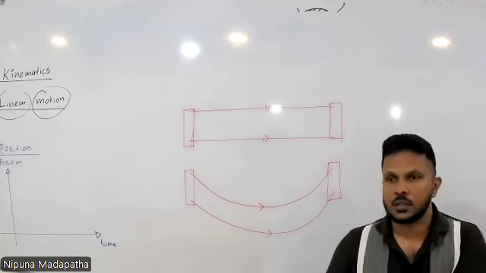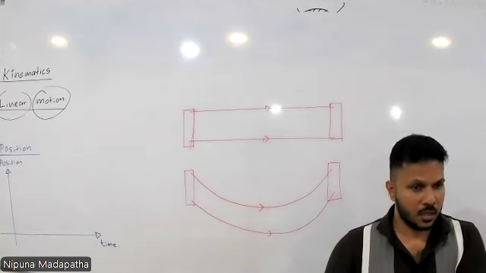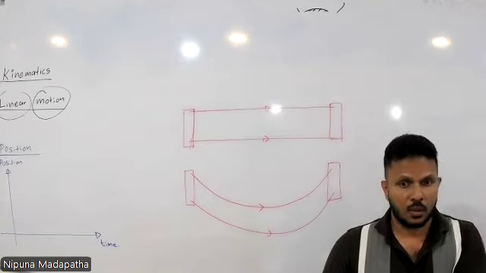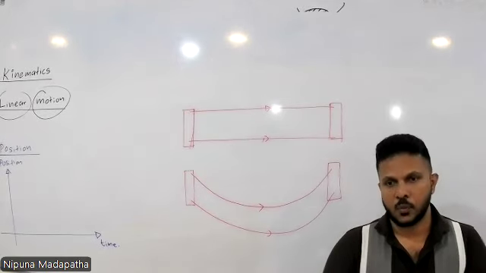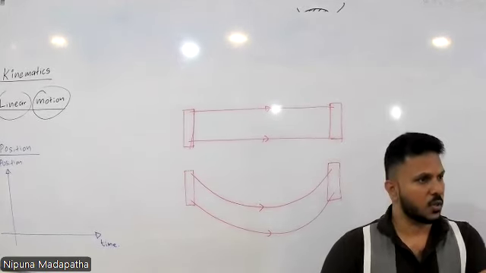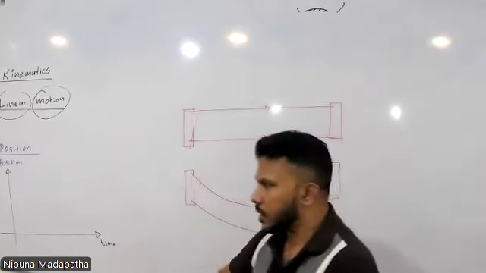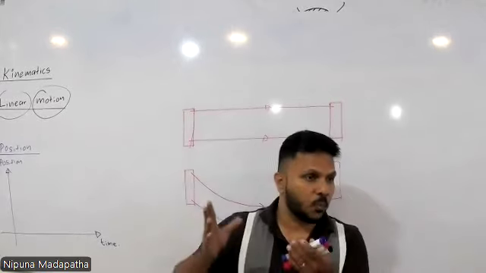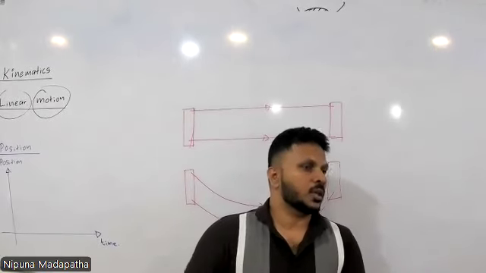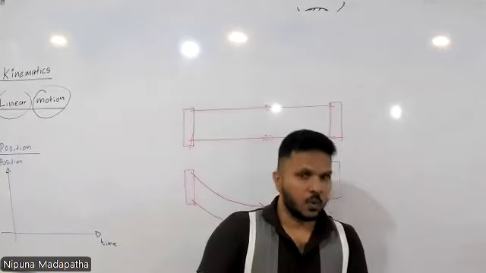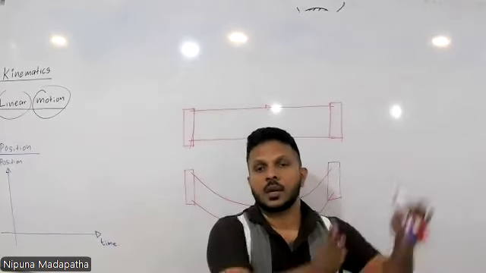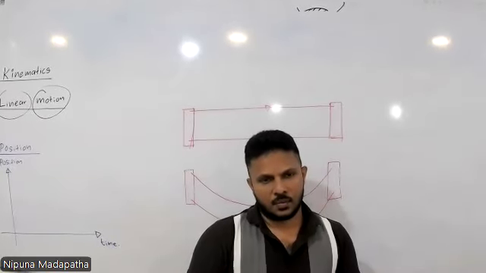Compared with the fixed point, there must be a fixed point to explain or define the position of an object. Definitely there must be a fixed point, a reference point.